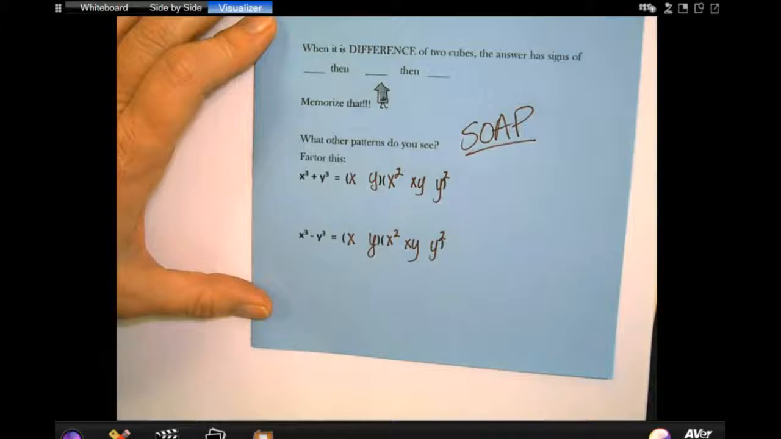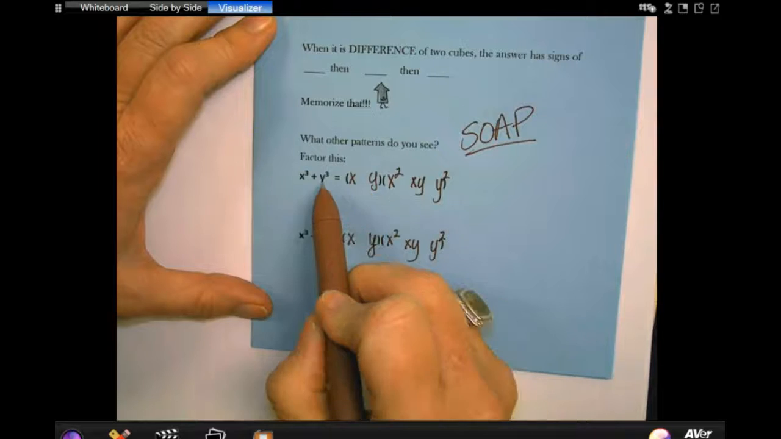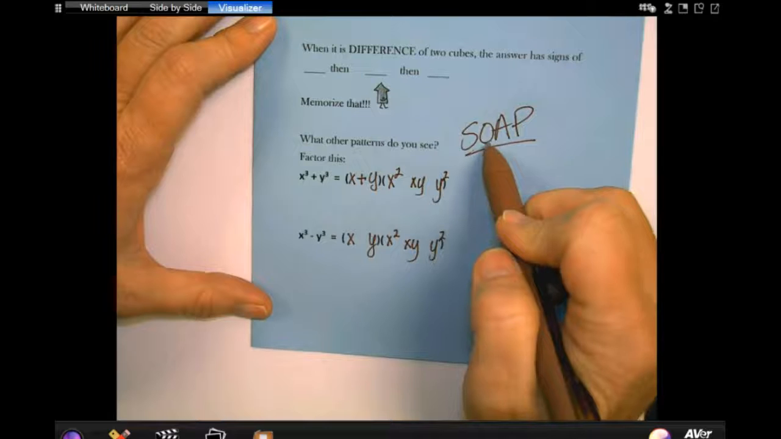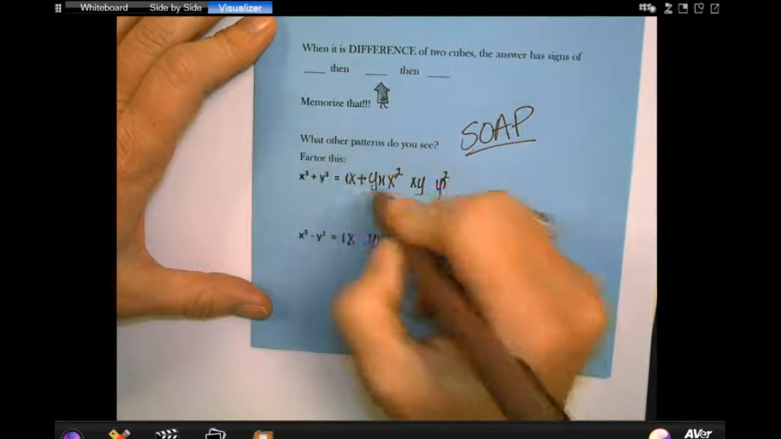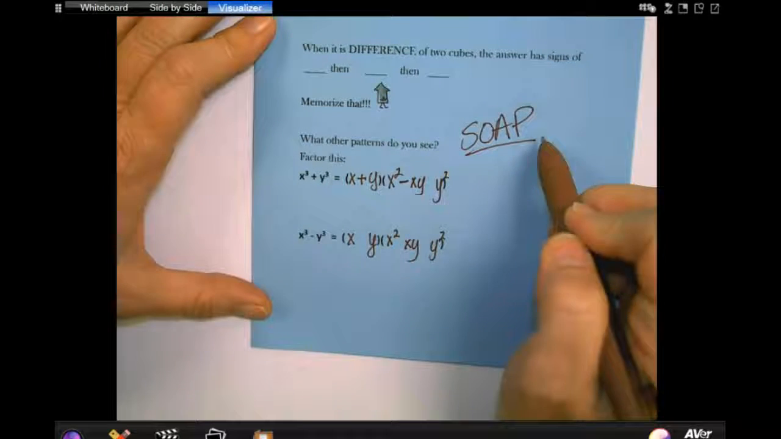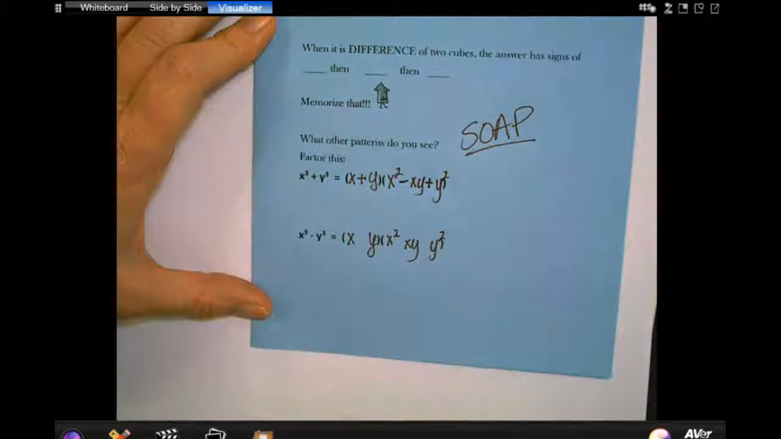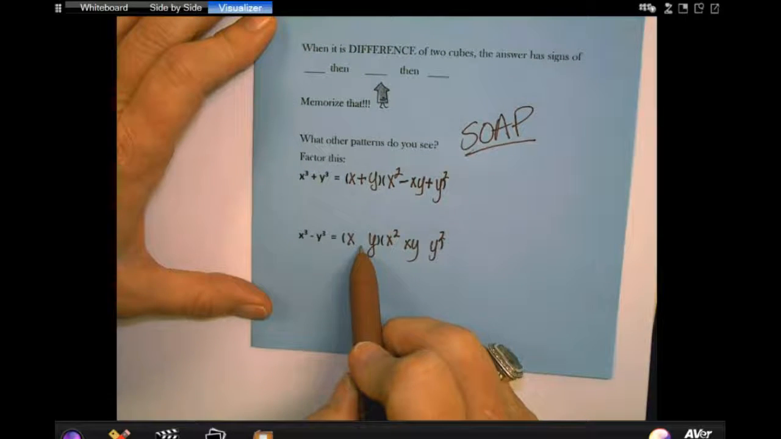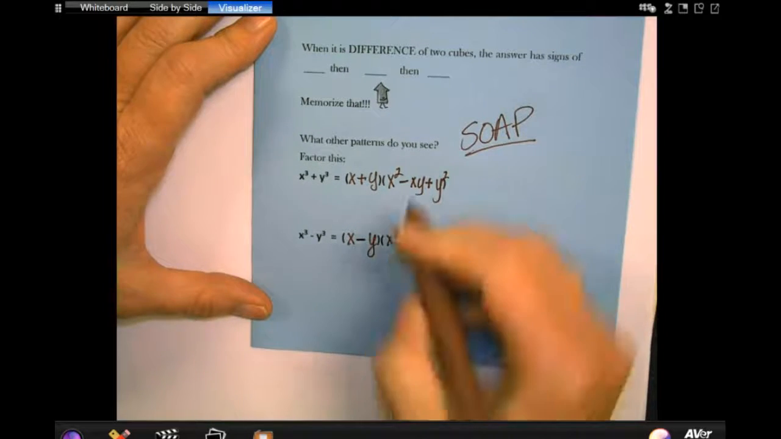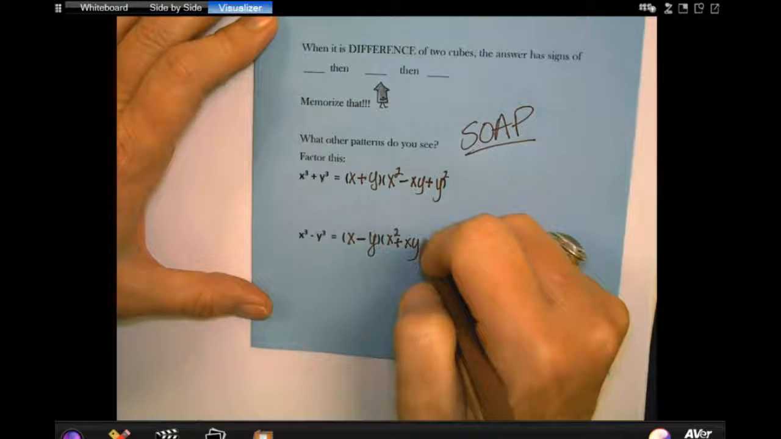So the first sign is the same. So if this is a plus, this is a plus. The O stands for opposite. So if this is a plus, the next one is minus. And the AP stands for always positive. The last one's always positive. So the first one's the same, so what goes here? Minus. The next one is opposite, so it's plus. And the last one is always positive, so it's plus.